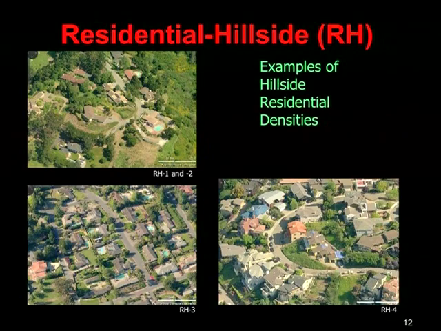Here you see some examples of what different hillside densities look like. At the top left, you see the Hillcrest Estates neighborhood, where the lots are 1 acre or more. At the bottom left, you see the area near the Oakland Zoo, where lots are 12,000 square feet or more. And at the bottom right, you see an area of the North Hills where the 8,000 square foot minimum would apply.